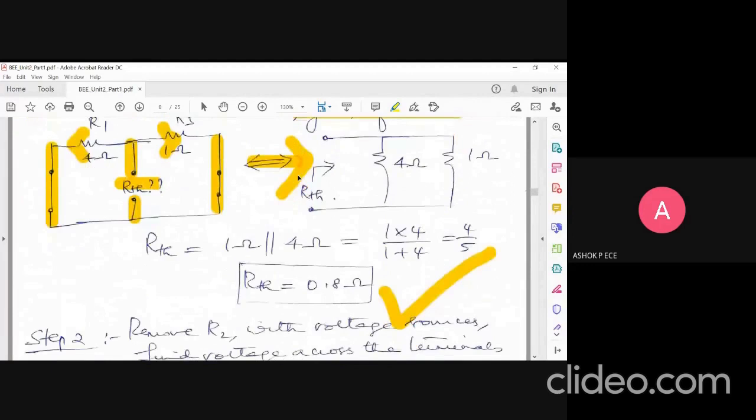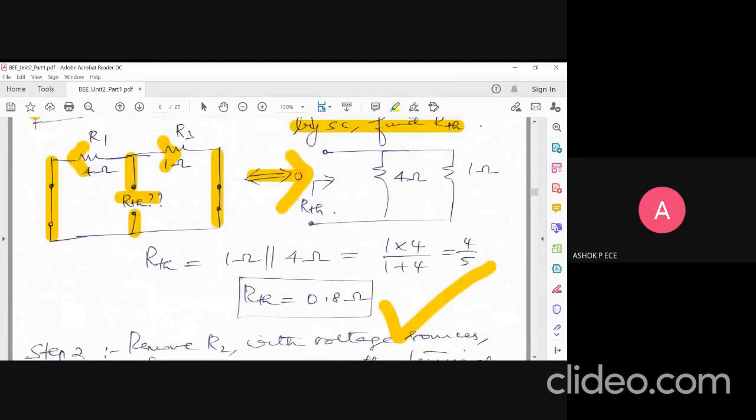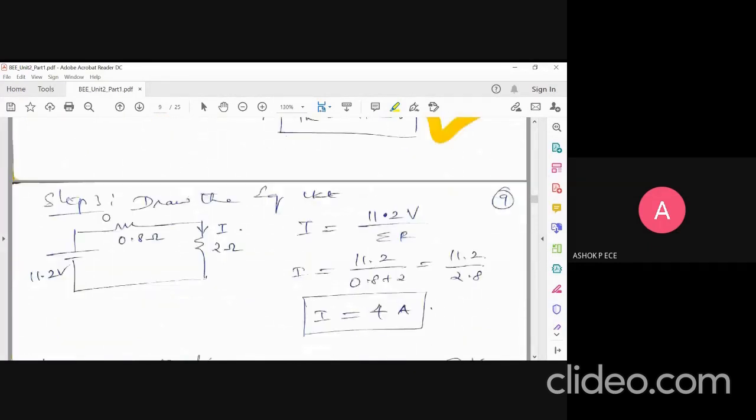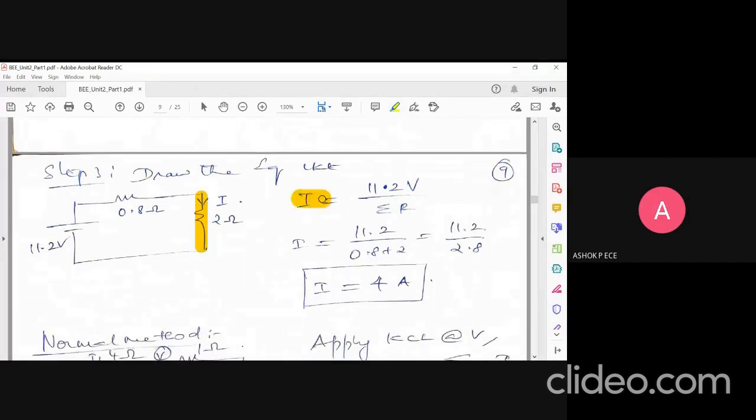So for now, we have seen in Thevenin's theorem how to find RTH for a given circuit. The next step is to find VTH. I'm just showing you the result. I found VTH. Now you see here, I have drawn VTH, RTH, and my removed resistor. Now the current through 2 ohms is very simple. By applying a simple KVL, I can find the current through 2 ohms.